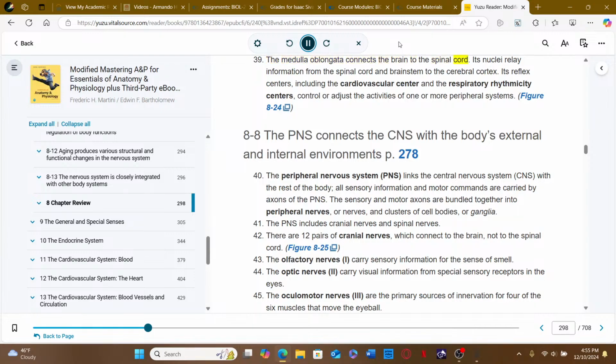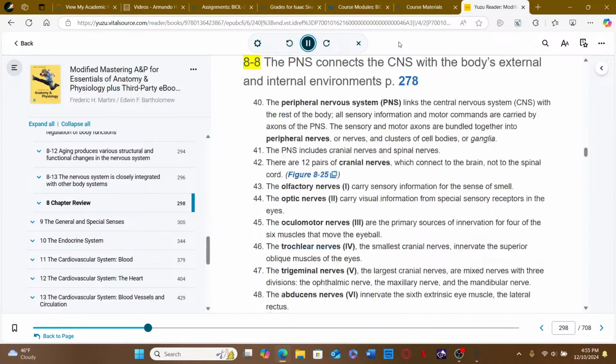The medulla oblongata connects the brain to the spinal cord. Its nuclei relay information from the spinal cord and brainstem to the cerebral cortex. Its reflex centers, including the cardiovascular center and the respiratory rhythmicity centers, control or adjust the activities of one or more peripheral systems. Figure 8-24.